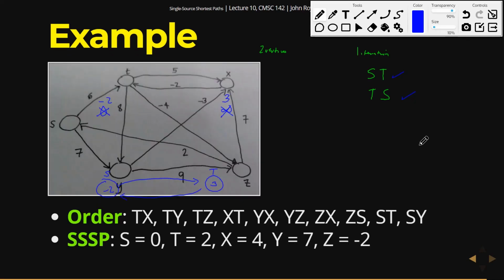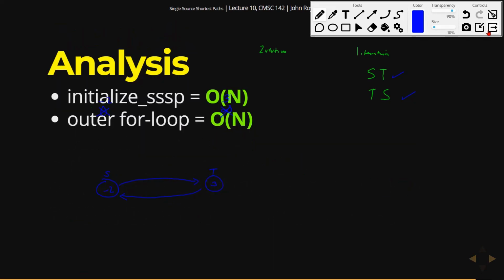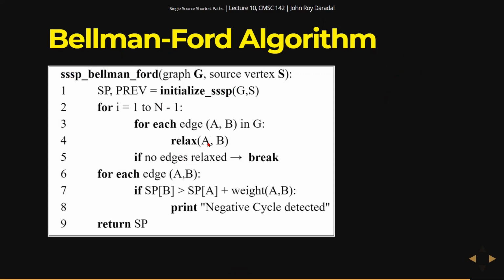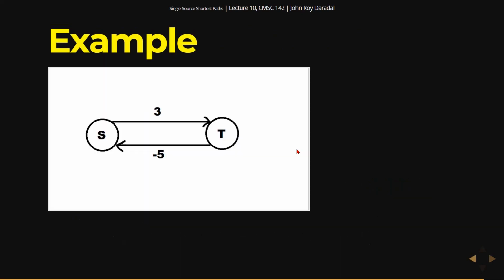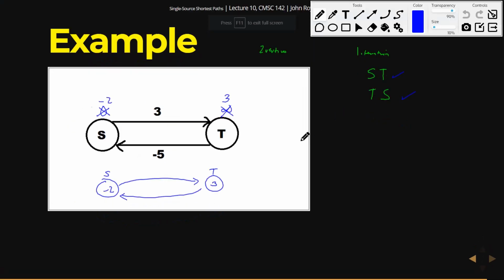But if we go back to the algorithm, we need to check each edge and check if SP of B, which is the destination, is greater than SP of A plus weight of AB. Okay, so let's check edge ST. For edge ST, negative 2 plus the edge weight, which is 3. So 3 minus 2 is 1, and it's less than 3, and because of this a negative cycle is detected.